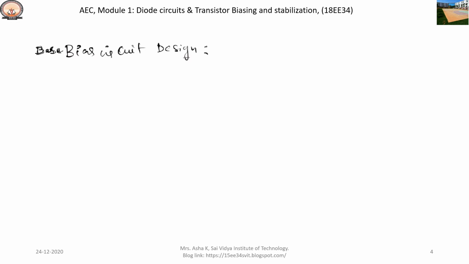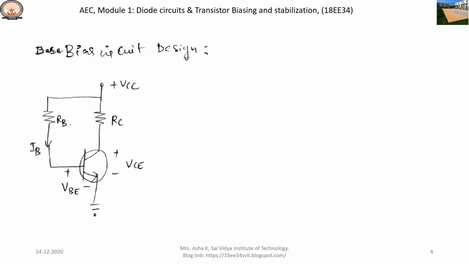Base bias circuit design. We are going to find the resistance values for the designing of the fixed bias circuit or the base bias circuit. Let us consider first the base bias circuit. If you just observe the base bias circuit, it consists of one transistor, resistance RB, resistance RC and a power supply VCC. If you just observe at the input side, we can easily design the value of the RB, one voltage, that is VCC, minus the other voltage, that is VBE, divided by the current flowing through the resistance RB, that is IB.